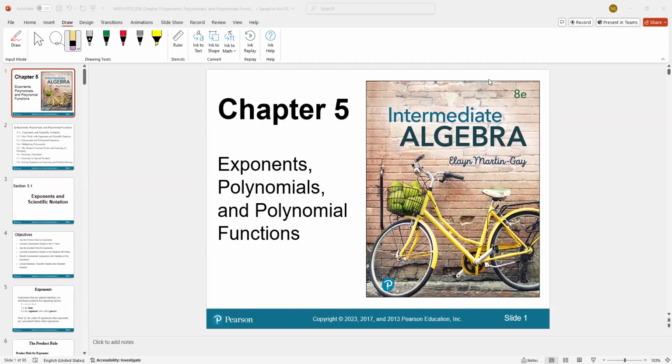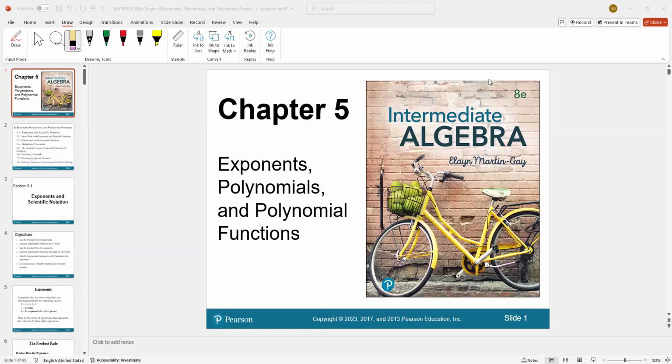In this video, we're going to start with chapter 5, exponents, polynomials, and polynomial functions. We already had a chance to go over linear equations. Of course, they are very important for solving problems, but they are not sufficient to solve all problems, right? So many real-world phenomena are modeled by polynomials.